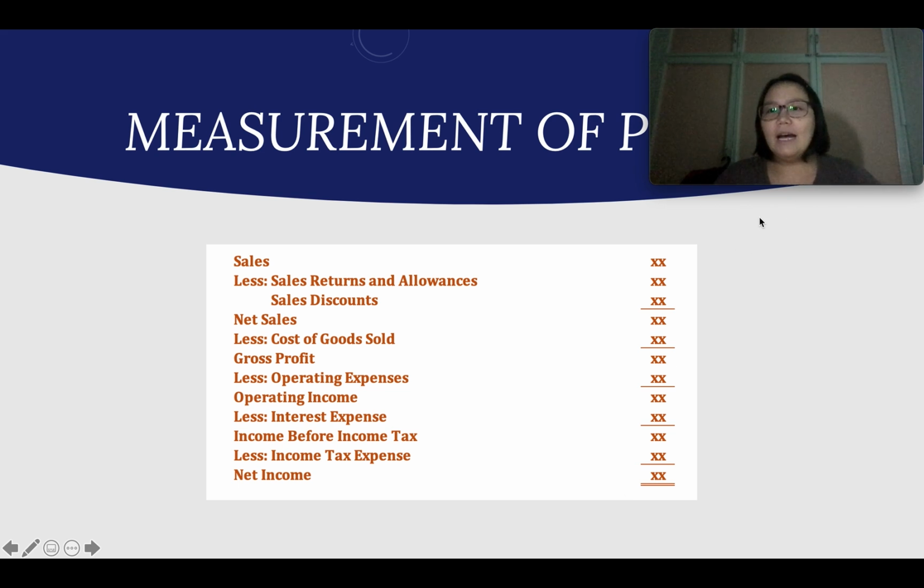If you go back to the previous topic, which is accounting for merchandising business, you will notice that there is no difference on how we measure profit for a merchandiser and a manufacturer. We start with sales, deduct the contra sales accounts, and then deduct the cost of goods sold. The main difference is how we arrive at the figure for cost of goods sold. We'll discuss that later again.